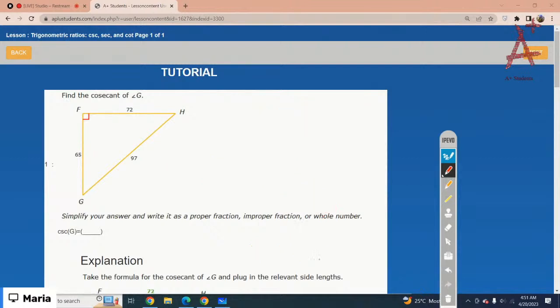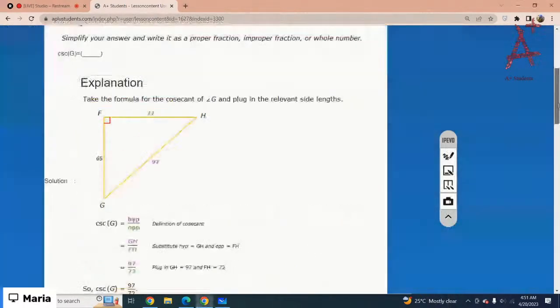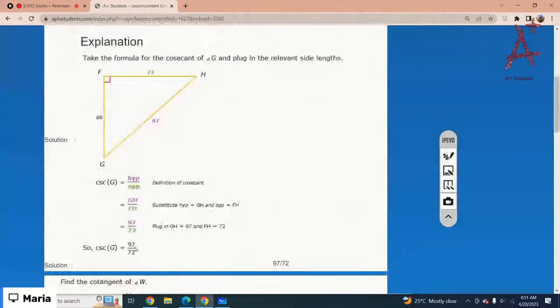Got it? Let's see which method they followed. 97 over 72. They simply used cosecant G equals hypotenuse over opposite, because cosecant is the reciprocal of the sine. Let's just start with the test questions.